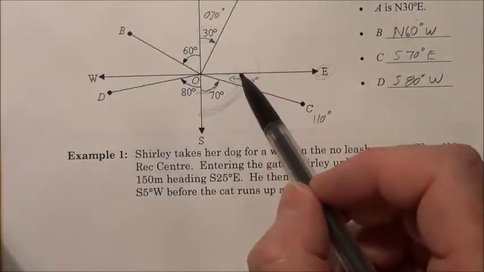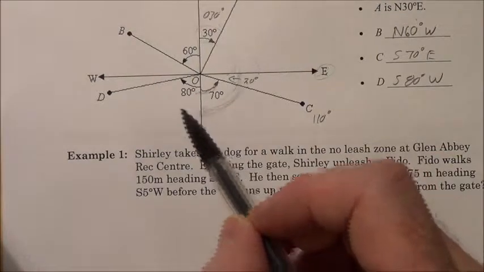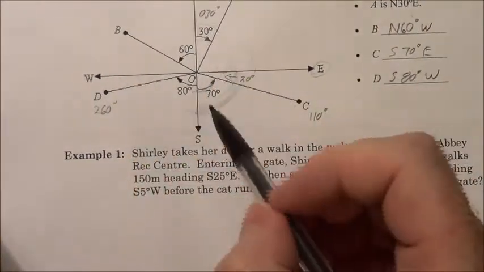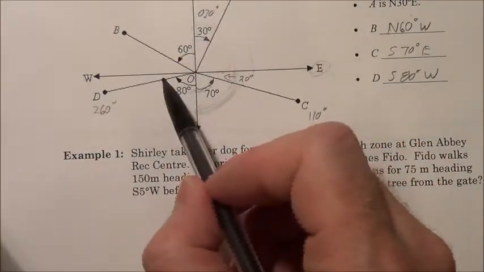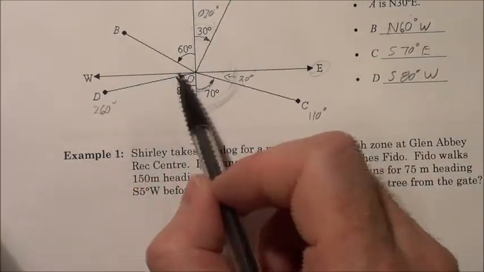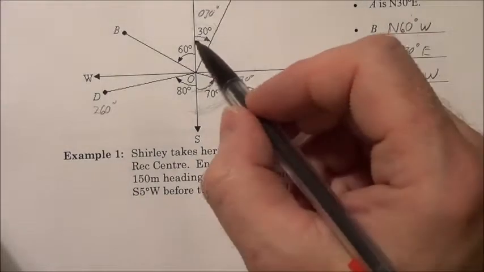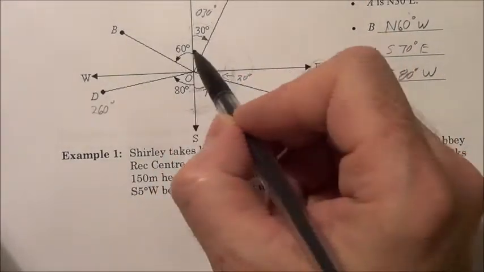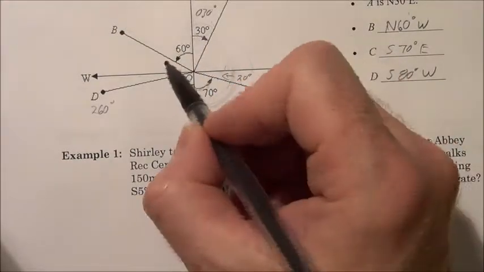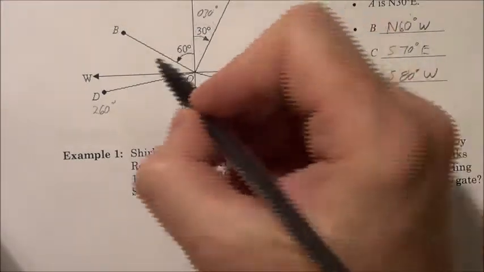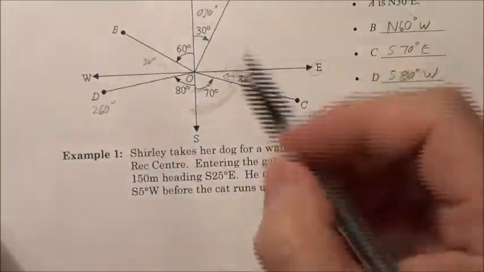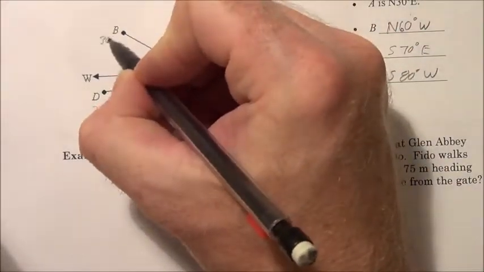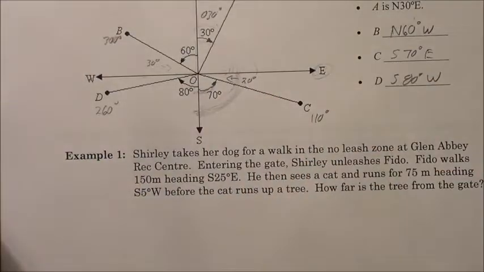And then for D, same sort of thing. We rotate around 90, 180, and then another 80. So that's 260 degrees, which makes sense because it's a very small angle here to get back up to 270, which is the west. And then if we go past 90, past 180, past 270 to get to B, well, we know this is 60, so that means that whatever's left over here has to be 30. So 270 plus 30, so that means that this is a bearing of 300.